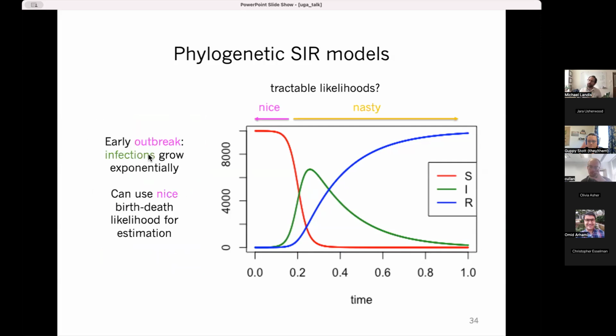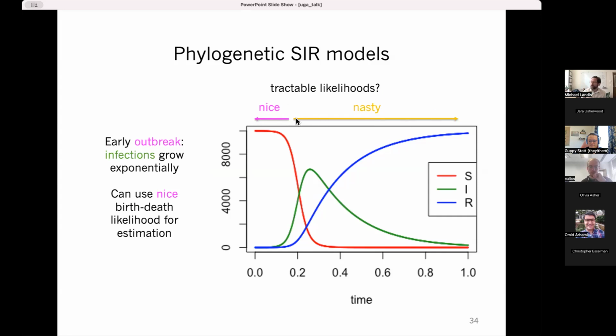Now, one thing to know about SIR models is that in the earliest phases of an outbreak, which I've colored pink here, during that phase of outbreak, we have exponential growth of infections. There's basically nothing stopping viruses from finding new susceptible hosts to infect. And because we're in this regime of exponential growth, phylogenetic SIR models are actually identical to birth death models.